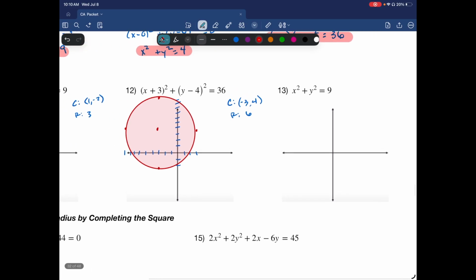And then lastly, we have x squared plus y squared equals 9, so the center is at 0, 0. And then my radius is 3. So I'm going to go out 3 in every direction.